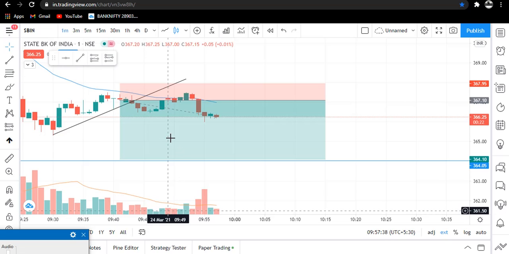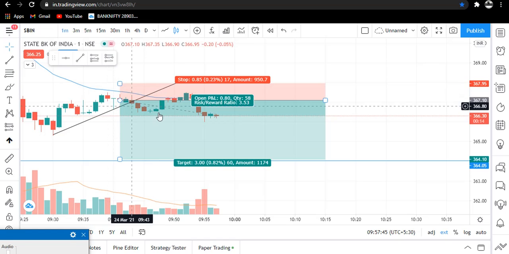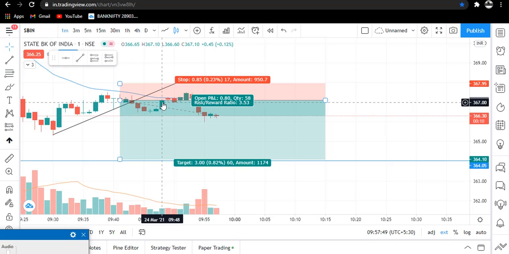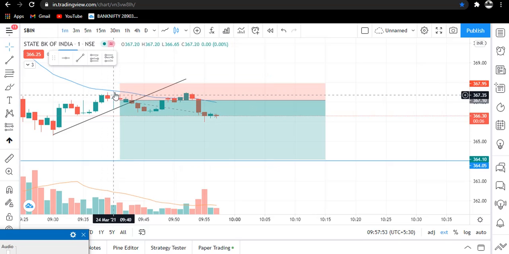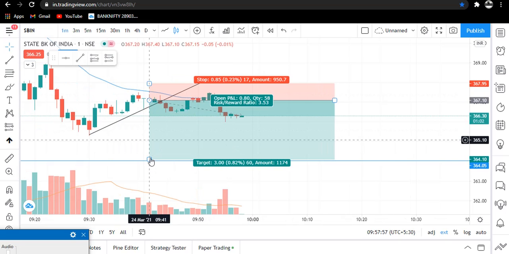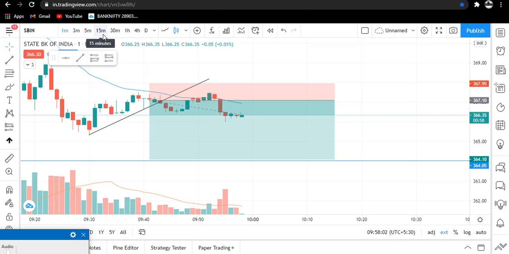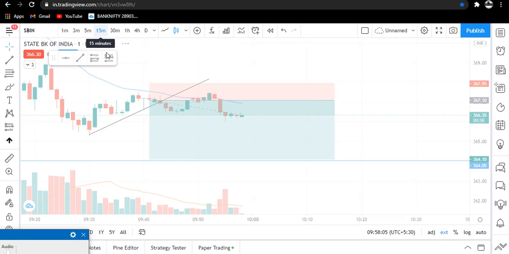Okay traders, and our stop loss was above this swing high. So what happened, it gave the breakdown here, I waited for some retracement and over here I entered the trade. So our stop loss is above this swing high and we are targeting the next support. So how do we find the next support? By going on to the bigger time frame, that is the 15 minute.